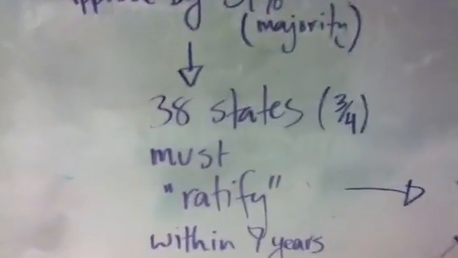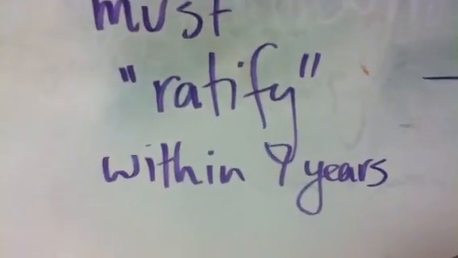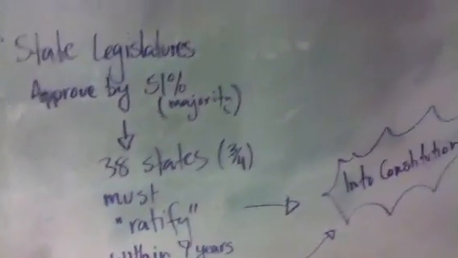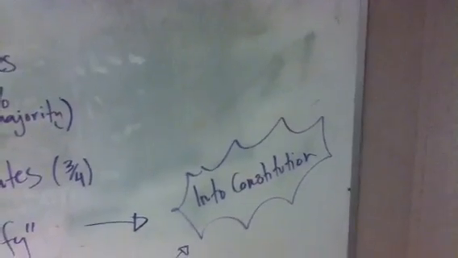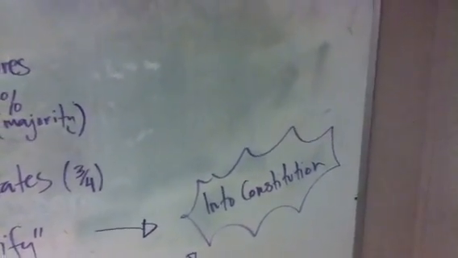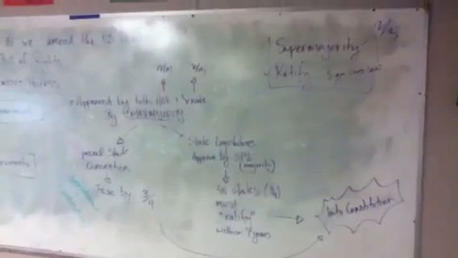I have within 7 years here. That's not actually legal, that it must be within 7 years, but generally speaking, they'll write a 7-year timeline to avoid things like the 27th Amendment, which took 200 years. So that's one way. We're going to kind of step back here, take a look at it. We're going to talk about the other way.